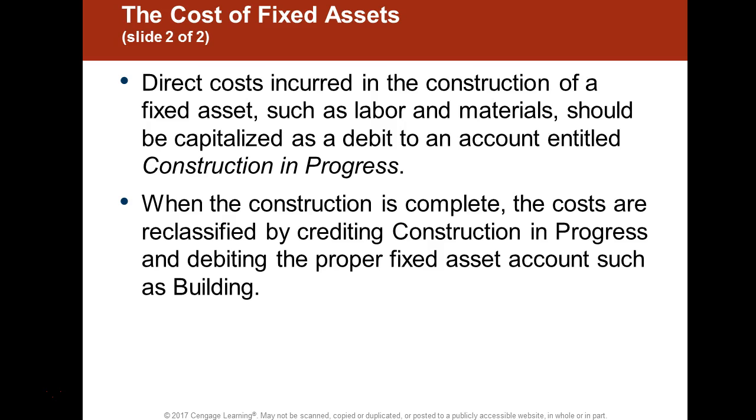So direct costs for the construction of a fixed asset include labor and materials. All of this is very common sense. If you're going to construct your asset, everything that's involved in that process is going to be added to the cost of that asset, and it's going to be put into construction in process until that asset is actually complete and put on your books as a fixed asset.